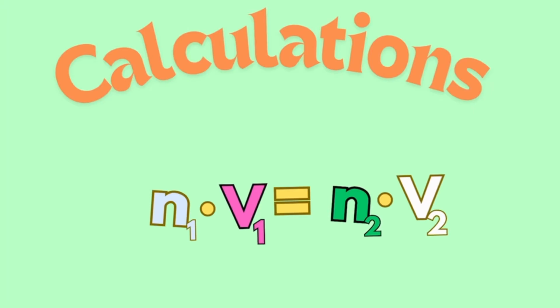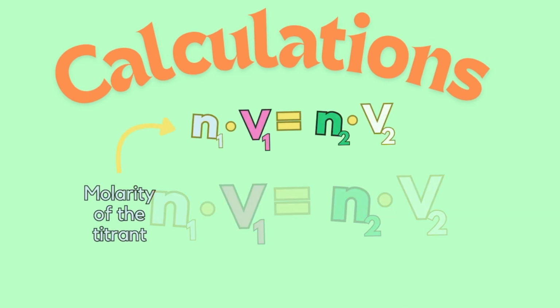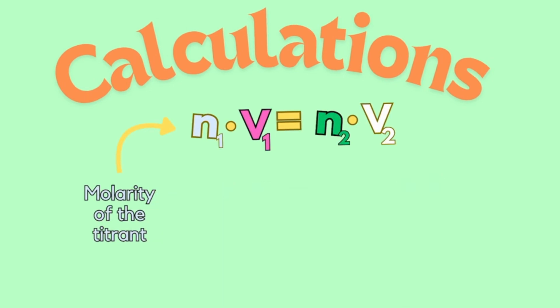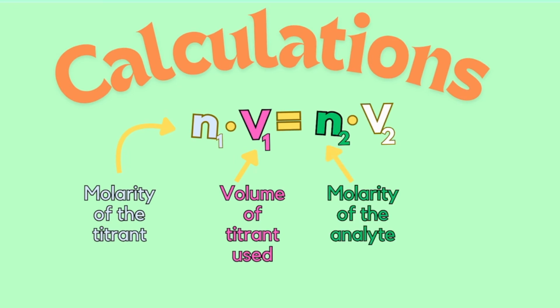Once we know the volume of titrant used, we calculate the concentration of the analyte using the formula N1 times V1 equals N2 times V2. Here, N1 represents the molarity of the titrant, V1 represents the volume of the titrant, N2 stands for the molarity of the analyte, and V2 stands for the volume of the analyte. The link for a detailed version of calculations is in the description box below.